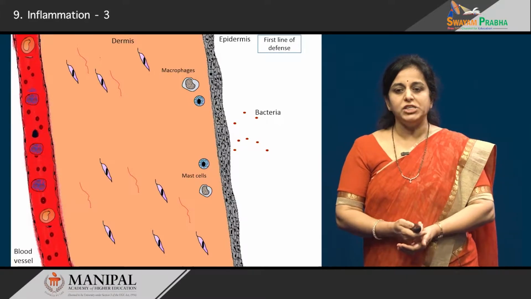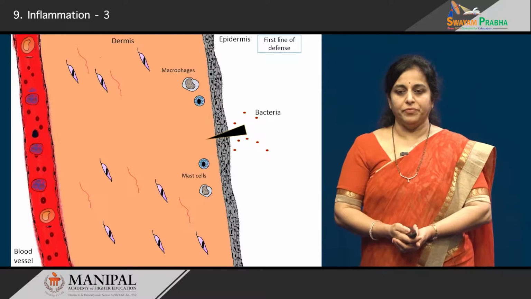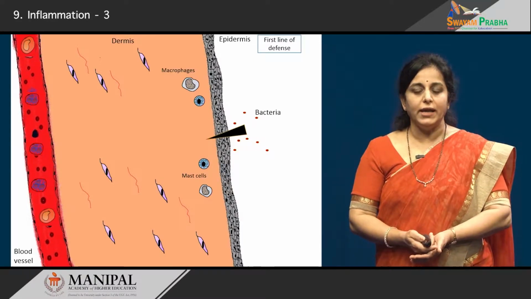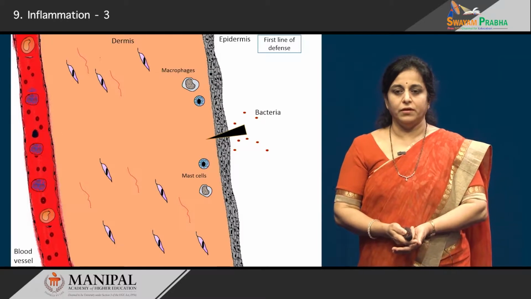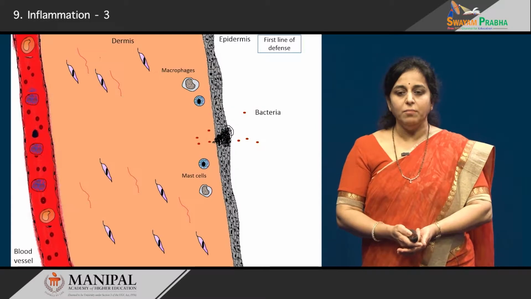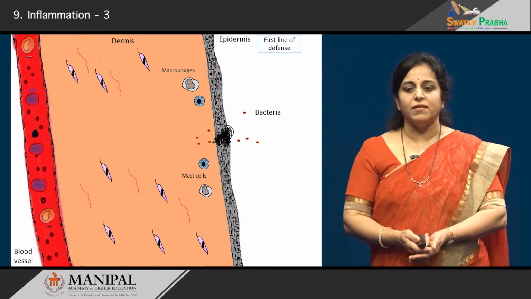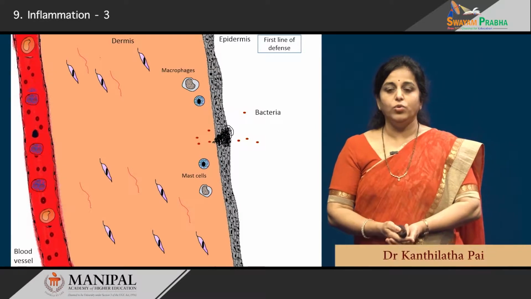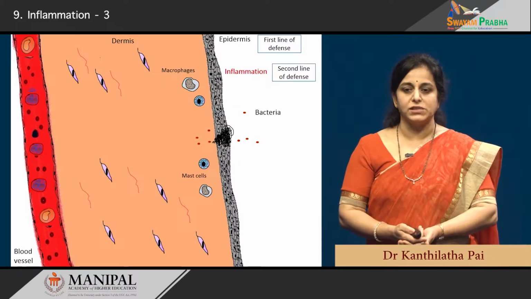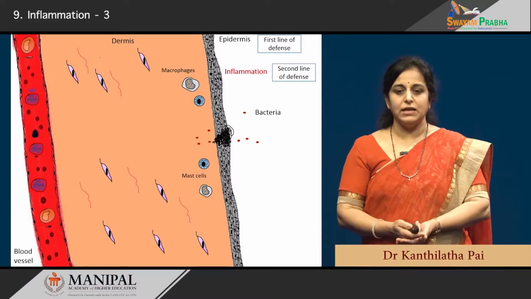Now, say there is a breach in this epithelium. This forms the point of entry for the bacteria to gain entry into our system. At the same time, there is damage to the cells by this foreign body. Now, this is when the inflammation or the second line of defense mechanism comes into play. Now, what happens in inflammation?